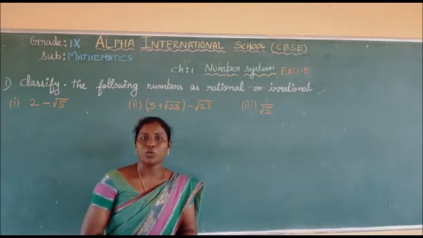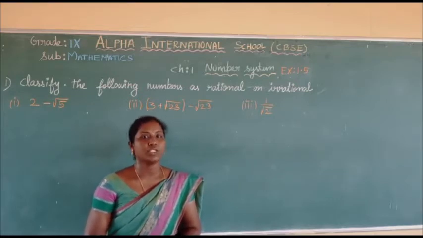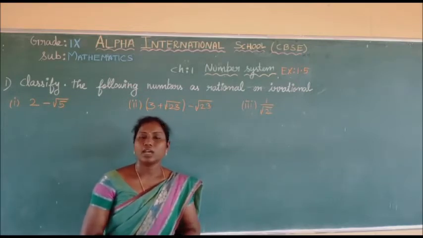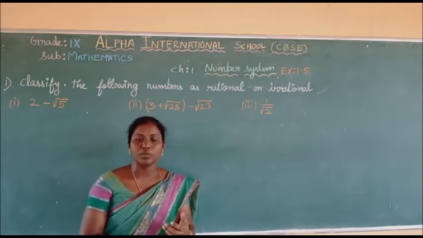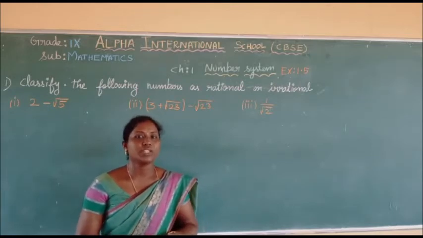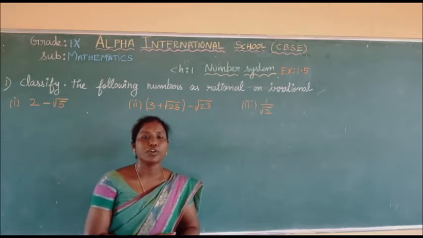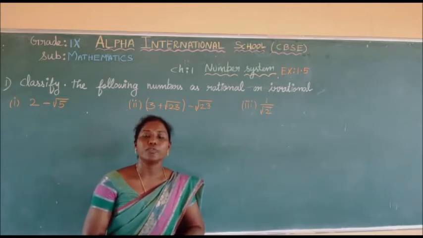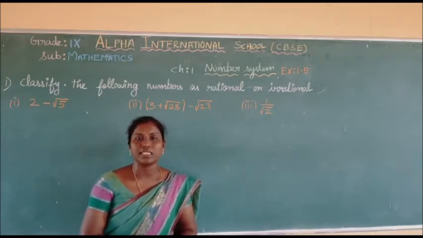Also, the square root of a prime number is always an irrational number. And another point: all natural numbers, whole numbers and integers belong to the rational numbers. Rational and irrational numbers together make up the set of real numbers. This is what we discussed in the first exercise, also in the intro part, isn't it?